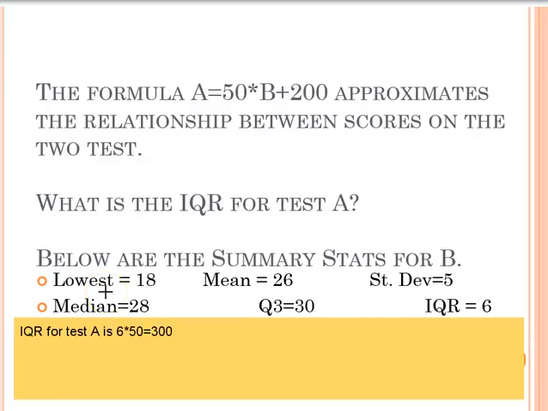The last question wants to calculate the IQR for Test A. Remember, the IQR is a measure of spread, so it's only going to be affected by multiplication and division. It's again not going to be affected by addition or subtraction of a constant. So to find the IQR for Test A, we can take the IQR for Test B and multiply by 50. Again, we're going to ignore this addition of 200 because shifting doesn't affect measures of spread.